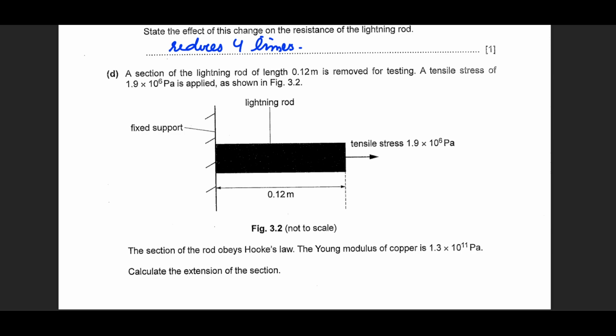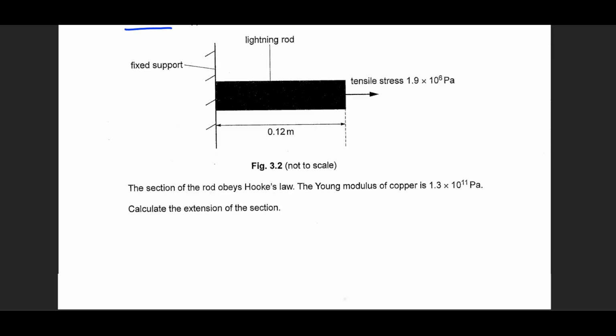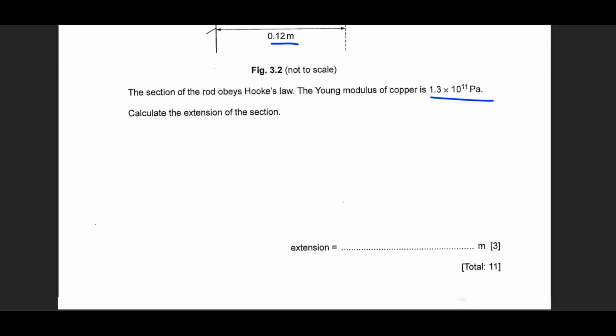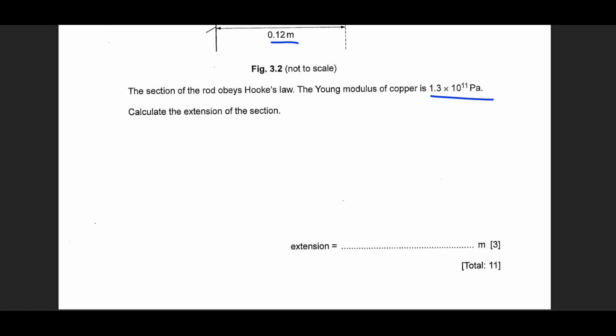In the next question, he says that a section is removed. This is the length. This is the tensile stress, force over area. And this is the length. And this is the Young's modulus. He says calculate the extension of the section. So the formula for Young's modulus is equal to stress over strain, which is force over area divided by the extension divided by original length.